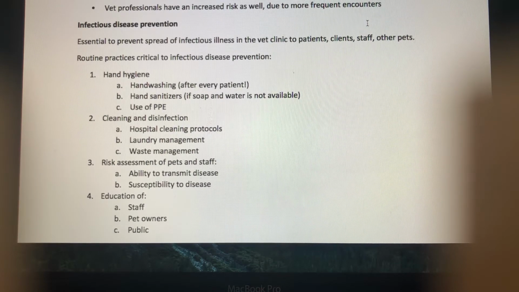The second routine practice is cleaning and disinfection. If you're not one for cleaning, you might not like this job. Cleaning is super important. We need to have hospital cleaning protocols where we're cleaning all the items and all the areas in the hospital every single day. There's laundry management, and trust me, there's a ton of laundry in the vet clinic.